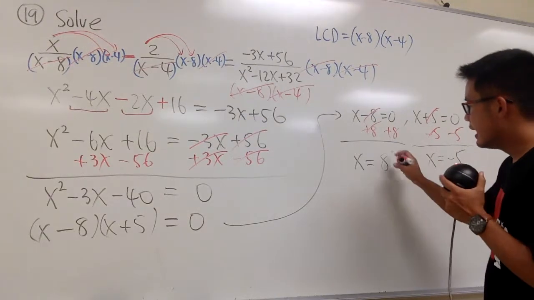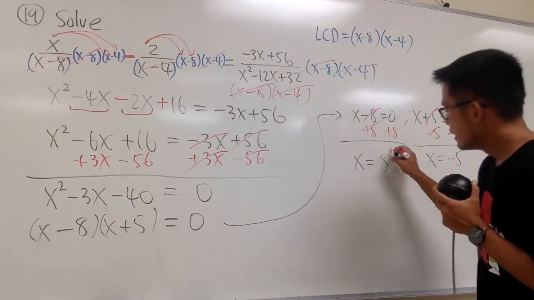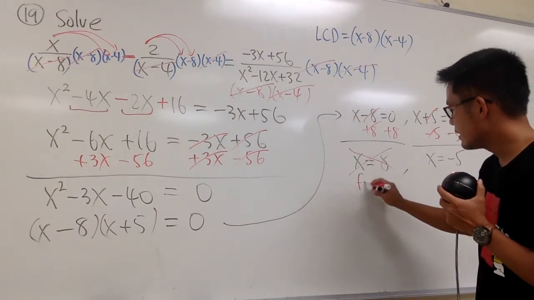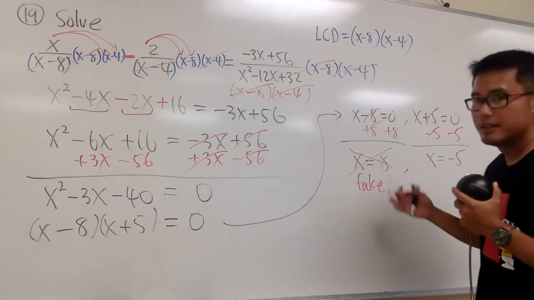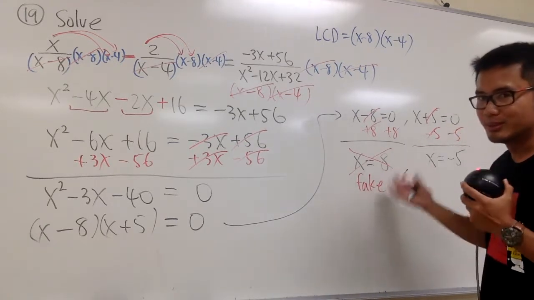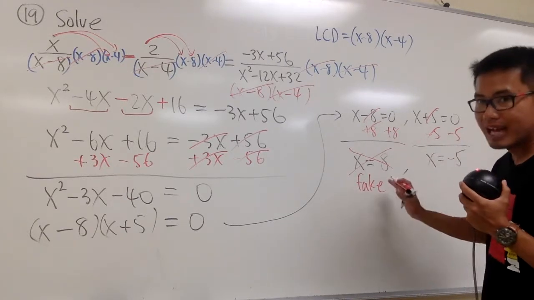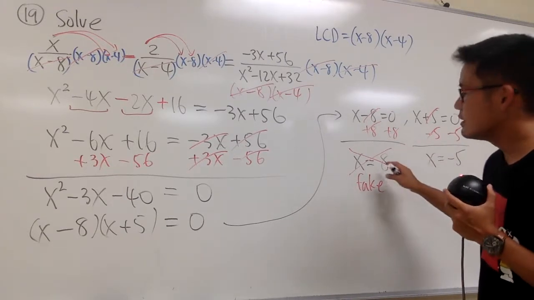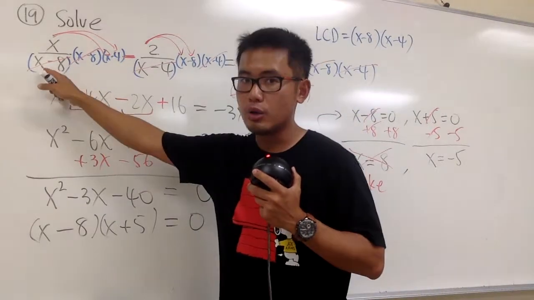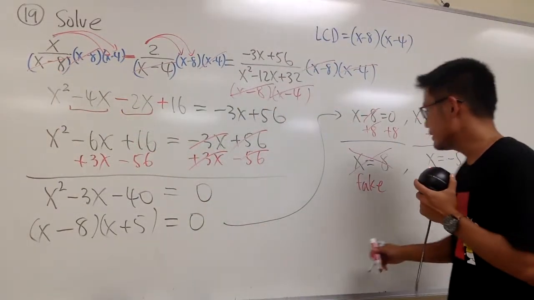That's no good. That will make the whole thing undefined. So in this case, x equal to 8 is actually a fake answer, right? This is a fake answer. And to be technical, this is called the extraneous solution. But we are going to just get rid of that. Once again, if you make the denominator equal to 0, that's no good, all right?